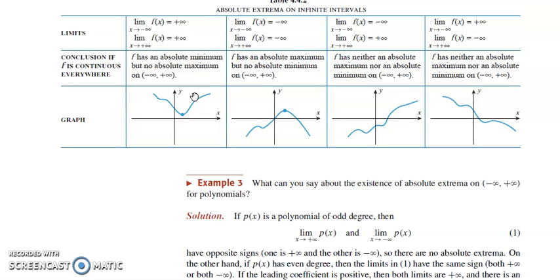Now depending on the sign of the leading coefficient, that is, the coefficient of x raised to n, a can be positive or a negative. So that determines the sign of the limit. So if the leading coefficient is positive, both will be plus infinity. In that case you are going to have an absolute minimum, and if the leading coefficient is negative, then both limits will be negative. In that case we will have an absolute maximum.